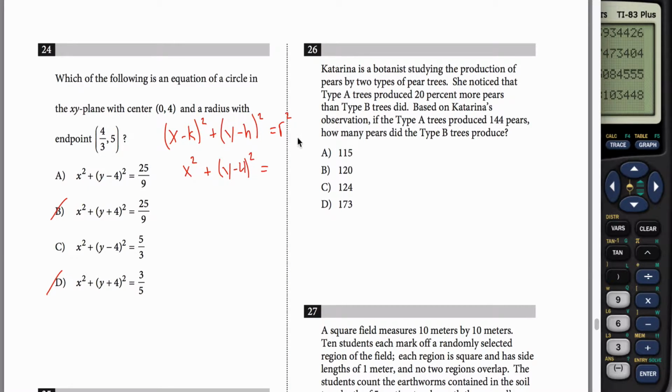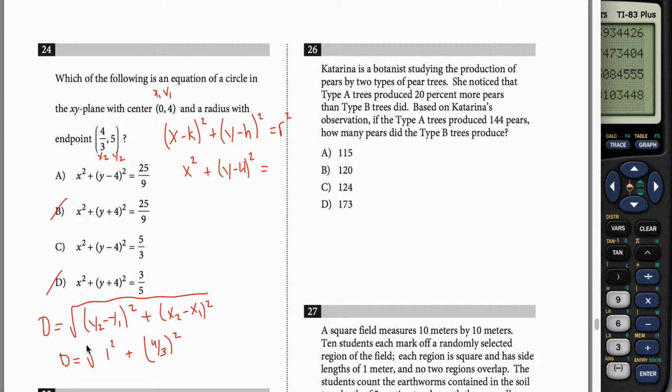All I have to do is figure out what is my radius. The way I can figure out the radius is using my distance formula. If you happen to know the distance formula, the distance between 2 points is the square root of the difference in the y-coordinates squared plus the difference in the x-coordinates squared. So you could just go through and plug in numbers. You could call this x1 and y1. You could call this x2 and y2. And so you could say, all right, the difference in my y-coordinates is 5 minus 4, which is 1, plus the difference in my x-coordinates, which is 4/3 minus 0.